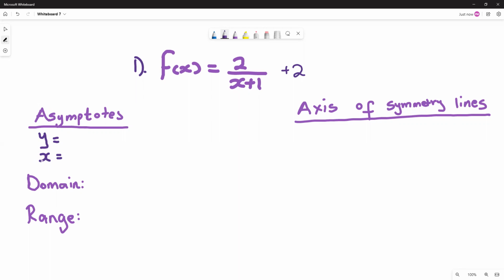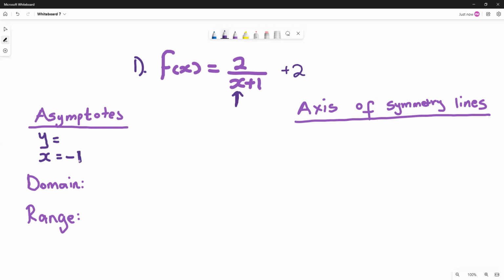The x-asymptote is easy to find. It's always the x value that when you put it here, you're going to get 0. So obviously, if I have positive 1 here, I must put negative 1 so that the whole thing will be 0. Does it make sense? So I'm going to put negative 1 as my asymptote.